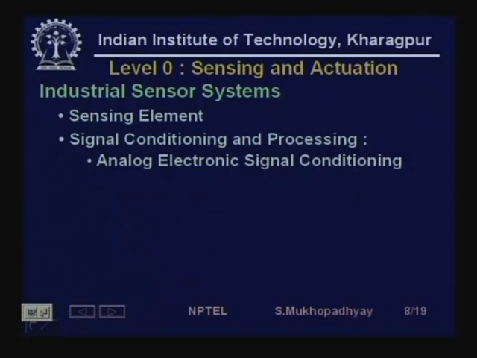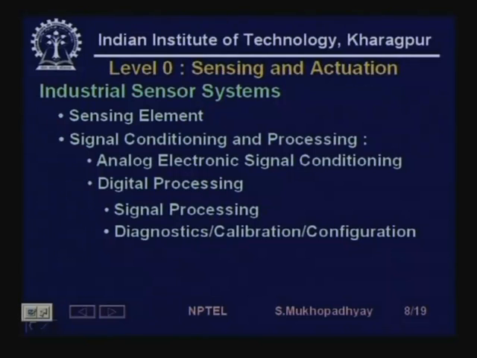So in general, signal conditioning means converting to an electrical form, generally analog, and then signal processing could be analog, could be digital also. So you have analog electronic signal conditioning followed by digital processing. Now digital processing could be of various types. Digital processing for what? It could be for signal processing, let us say filtering. Digital processing could be for diagnostics, calibration, configuration.